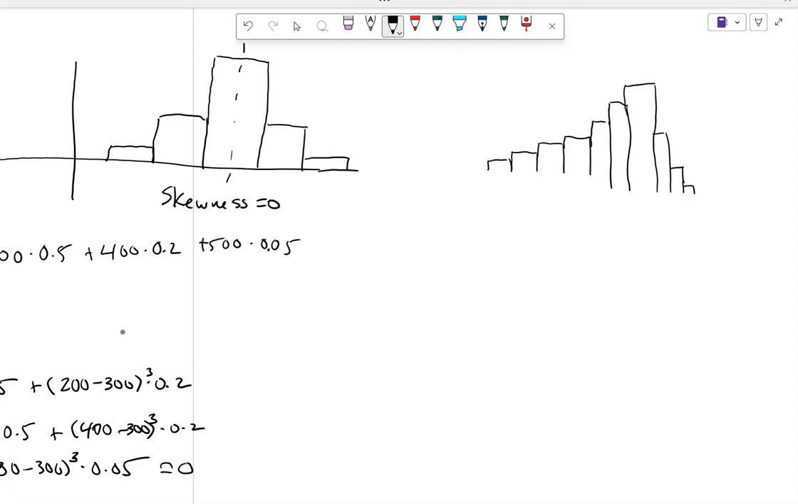So if I do that x minus mu and cube it, these are going to get weighted more than those. So your skewness here will be negative. If I could spell the word skewness, that would be helpful. So we say that's skewed left in that case.